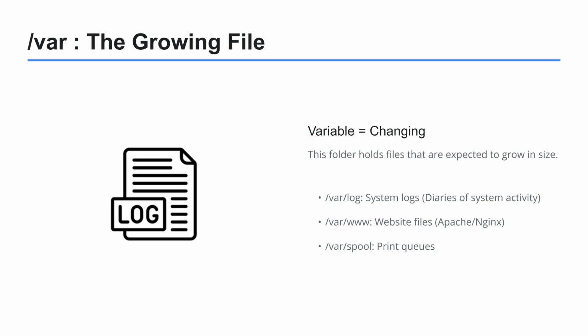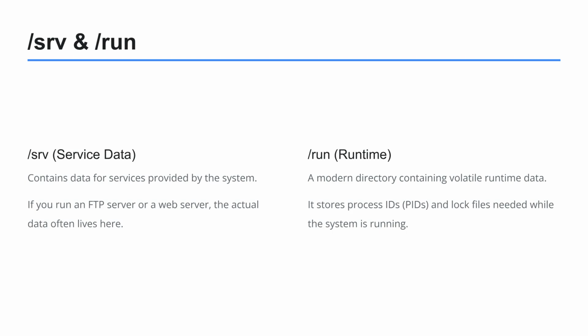/var is for variable or changing files that are expected to grow in size. This includes system logs in /var/log and website files in /var/www. /srv contains data for system services, such as data for FTP or web servers. /run is a modern directory for volatile runtime data, like process IDs and lock files.